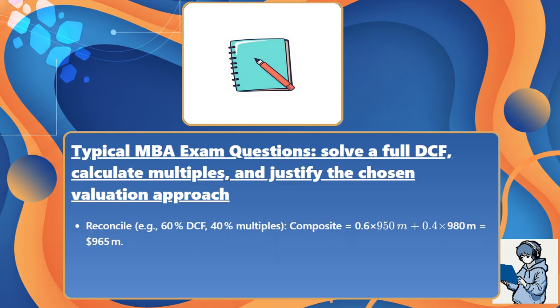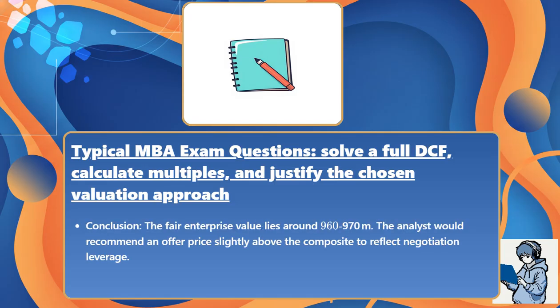Reconcile, for example, 60% discounted cash flow and 40% multiples. Composite equals 0.6 times $950 million plus 0.4 times $980 million equals $965 million. Conclusion: the fair enterprise value lies around $960 to $970 million. The analyst would recommend an offer price slightly above the composite to reflect negotiation leverage.